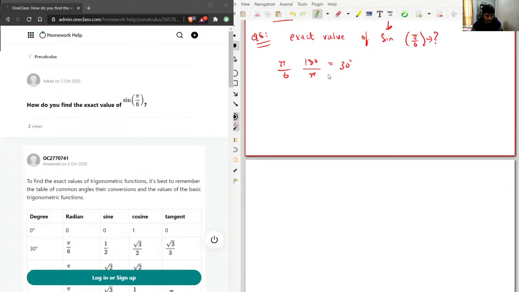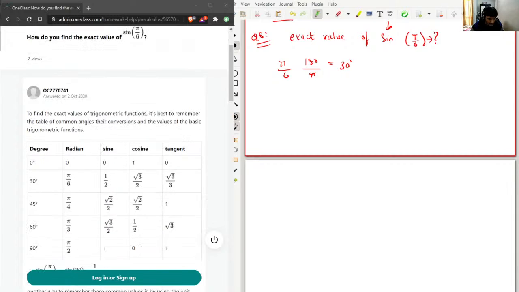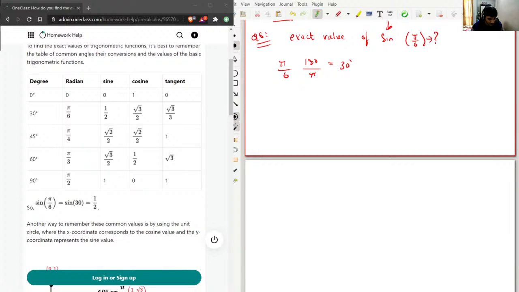Now for that, in the solution given here, we can first use the general table, which contains the trigonometric ratios for 0, 30, 45, 60, and 90. So with this, I can clearly say that the sine of pi by 6, which is 30 degrees, is 1 over root 2. Sorry, sine of pi by 6 is 1 over 2.